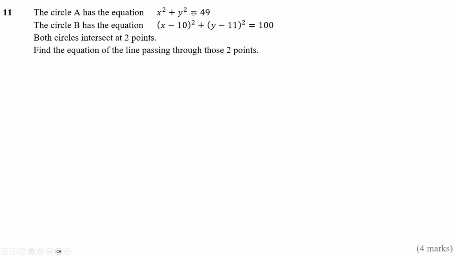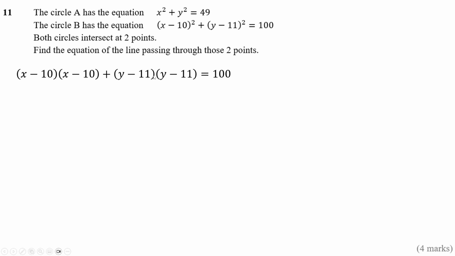The circle A has this equation, the circle B has this equation. Both circles intersect at 2 points. Find the equation of the line passing through those 2 points. Okay, so both circles intersect. Well, if they intersect, that means you can solve them simultaneously. But maybe that's not the best thing to do, because if you think about it, this is just going to be really, really complicated to solve. Imagine rearranging this for x, and then plugging it in, and you'll have fractions and radicals everywhere, and it'll just be annoying.